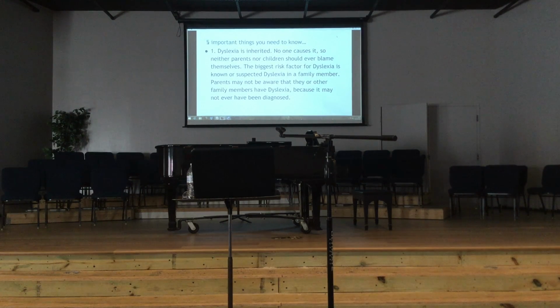5 important things you need to know. Dyslexia is inherited. No one causes it, so neither parents nor children should ever blame themselves. The biggest risk factor for dyslexia is known or suspected dyslexia in a family member. Parents may not be aware that they or other family members have dyslexia because it may not ever have been diagnosed. Most of the time, these parents have never heard of this.